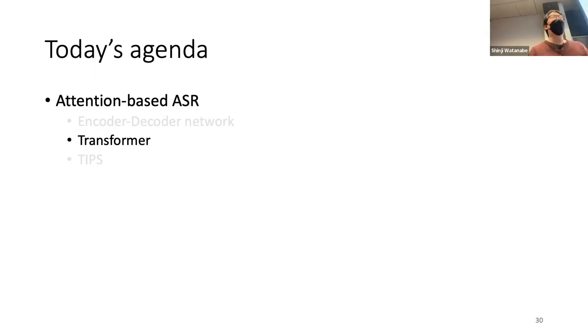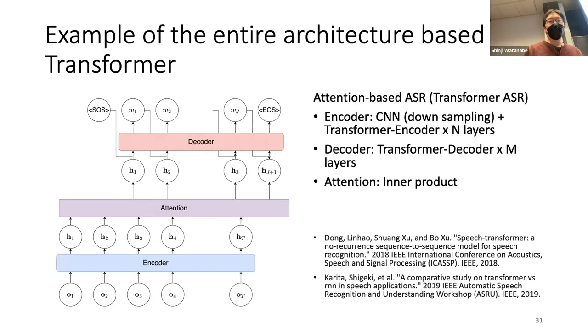Okay, if not, I will move to the transformer, which has almost the same structure as attention-based ASR, but uses the self-attention operation everywhere. So first, the attention-based ASR based on the transformer: we usually use the same CNN downsampling, and then the transformer encoder is used, which I will explain a bit later. And for the decoder part, we use the transformer decoder, and for attention, people usually use the inner product.